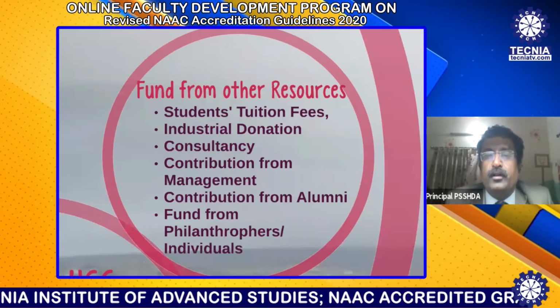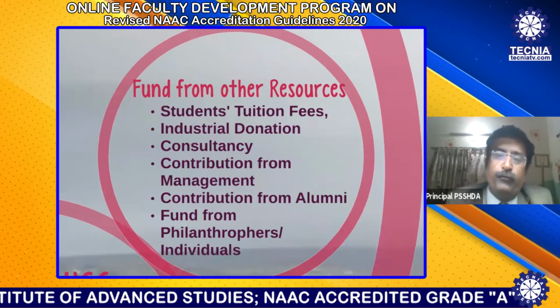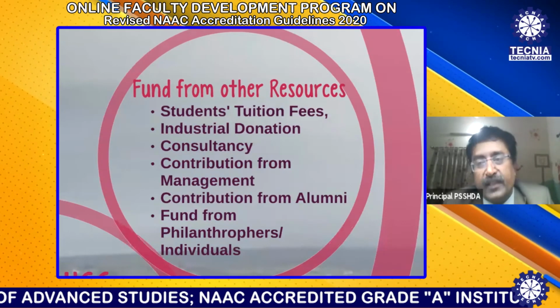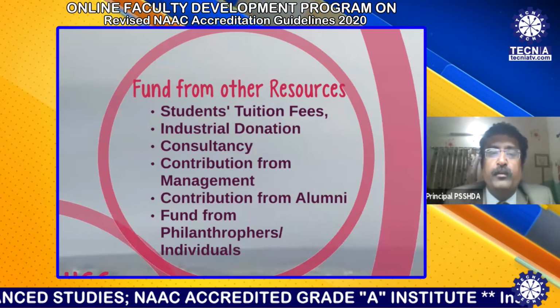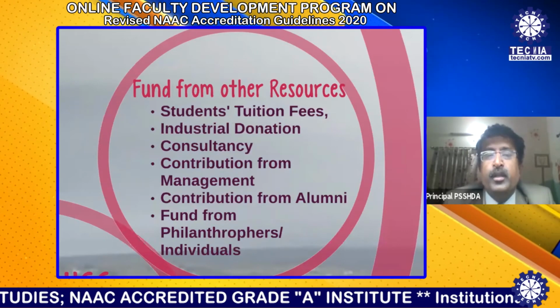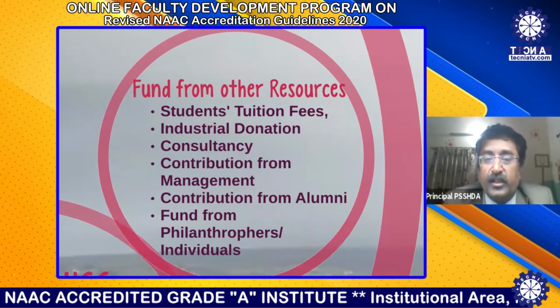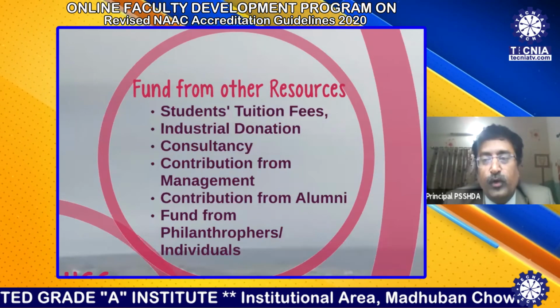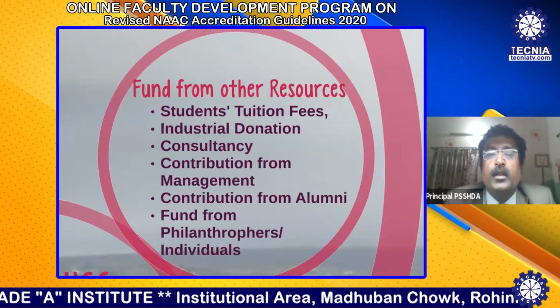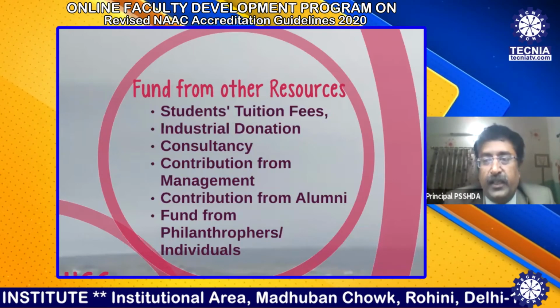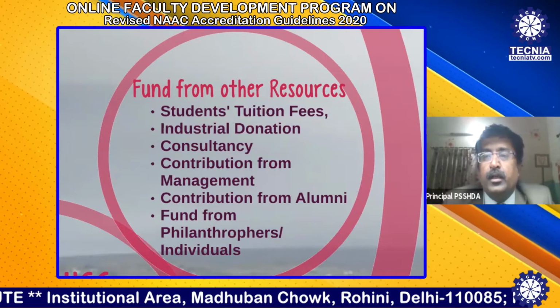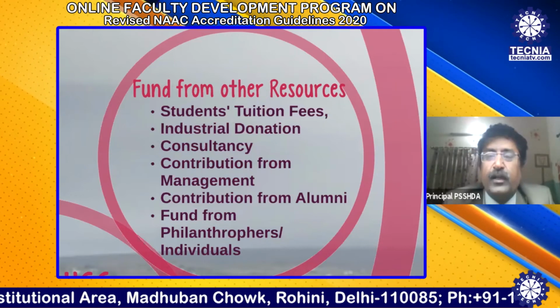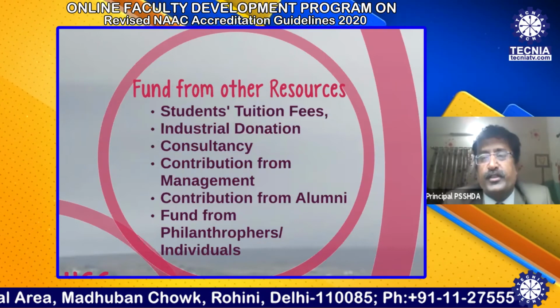These are the funds we have from various resources. If you have a self-finance college, then you must have tuition fees. Then you can have donations from industry. You can earn money from various consultancy your teachers are doing. Contribution from management: say we had an indoor stadium grant from UGC. That grant was 70 lakh rupees to construct an indoor stadium.